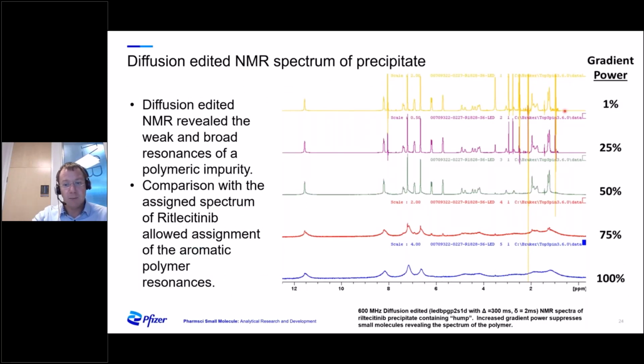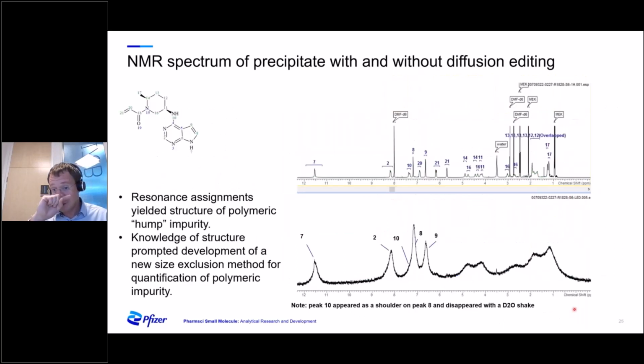So this is the NMR spectrum at the top of the rituximab containing 25% of the broad hump impurity. And as you increase the gradient power, you find that the rituximab solvent peaks are suppressed, and you're left behind with this NMR spectrum of the slowly diffusing species. Now, it's not a very pretty NMR spectrum, but it still contains plenty of NMR data.